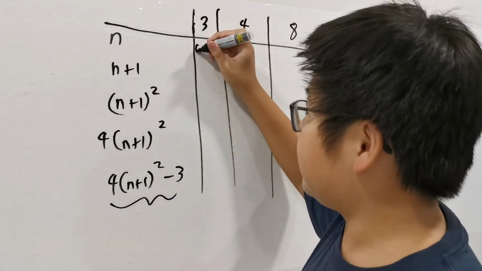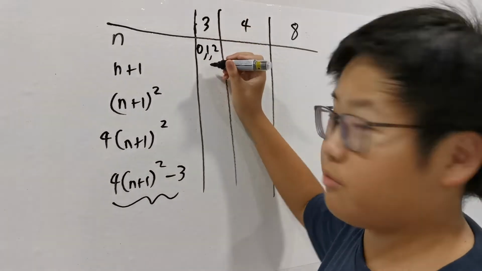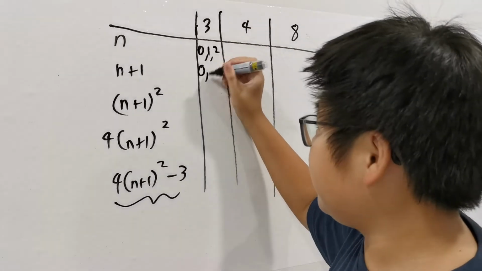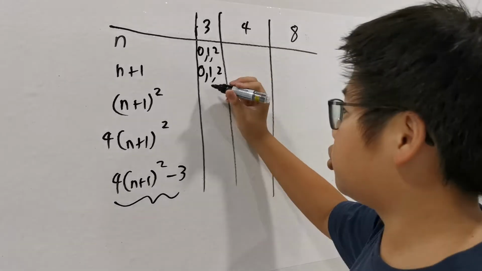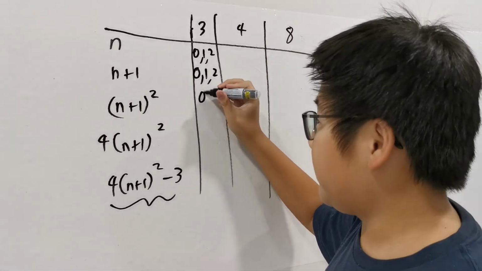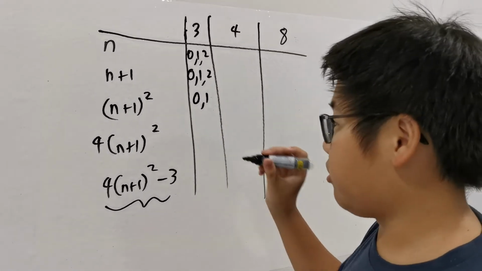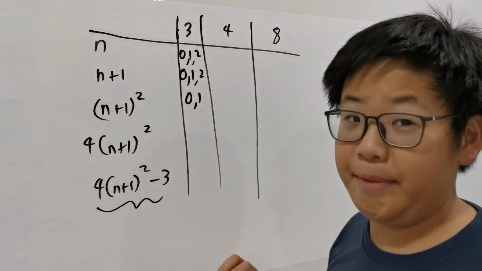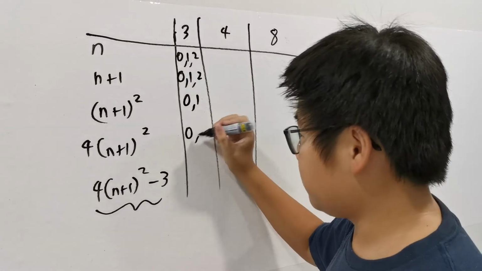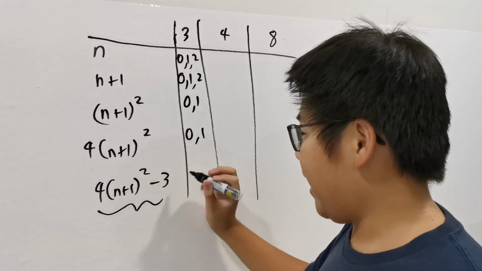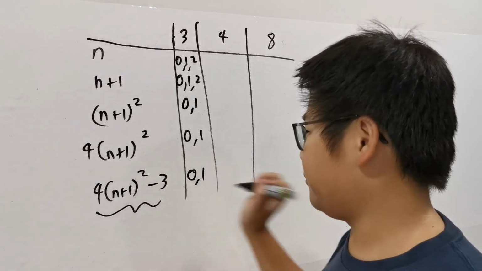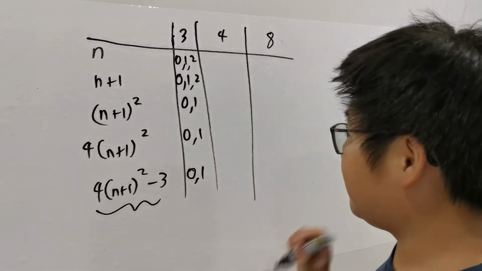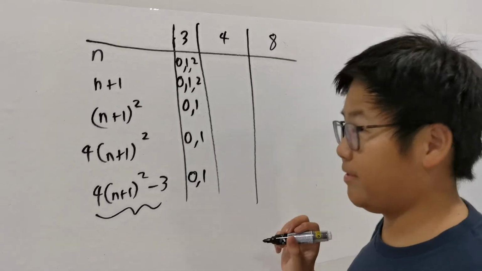So n can have 0, 1 or 2 modulo 3. N plus 1 won't change anything, but n plus 1 squared will change it. It only has modulo 0 or 1 in mod 3, and 4 is the same as 1 in mod 3, so we can just keep our modulos. And subtract 3, no difference. That means you have 0 and 1 as your modulos for 3.